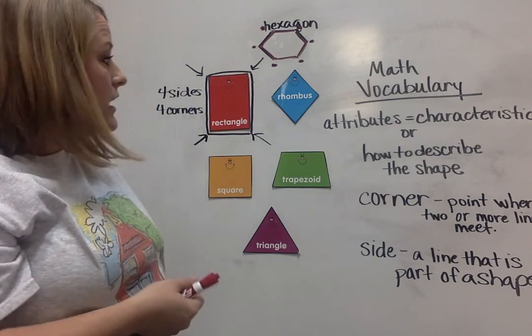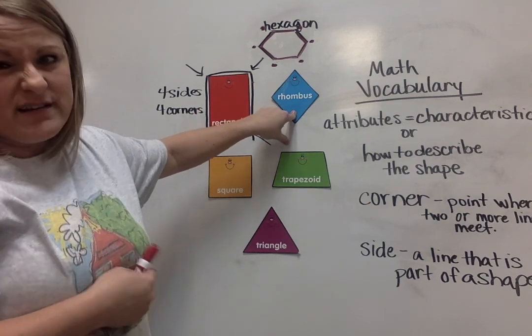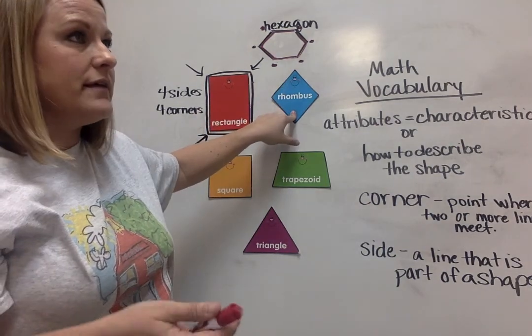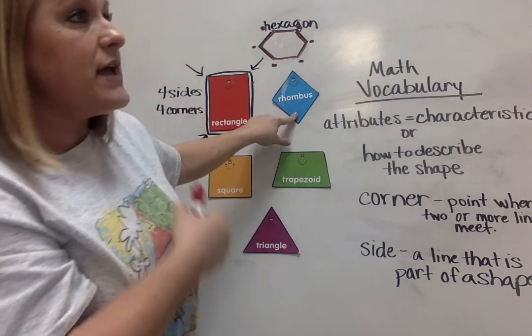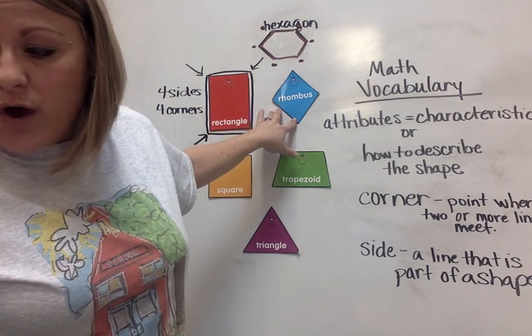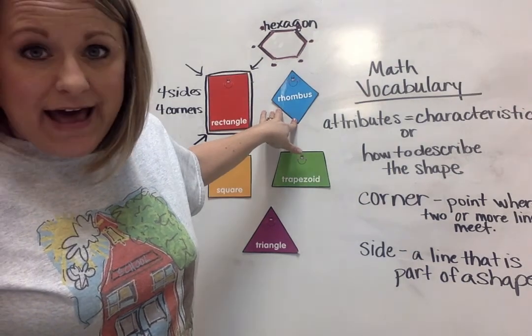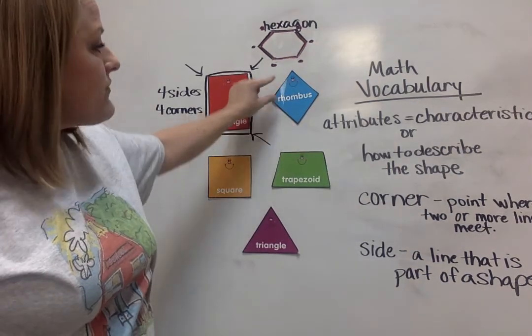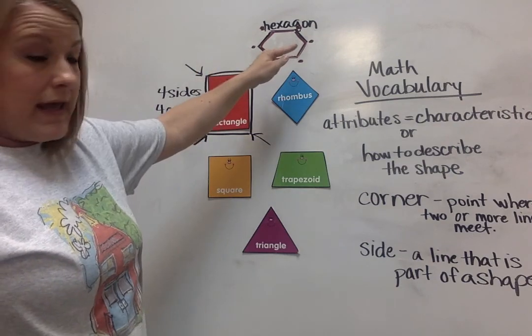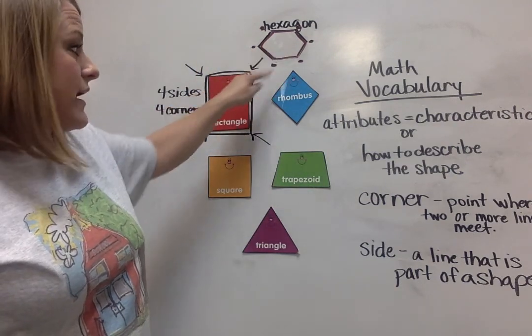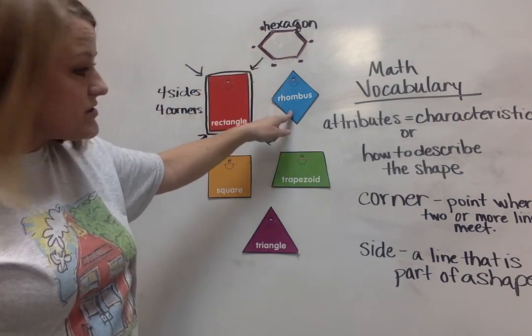So 2 long sides and 2 shorter sides is another attribute or characteristic of a rectangle. This would be a rhombus. Now, I have some people that call it a diamond, but this is a rhombus. The definition for a rhombus is a shape with 4 sides and 4 corners, and all the sides are the same length. So, if I look at my rhombus, all the sides are the same length. We have 4 sides and 4 corners.